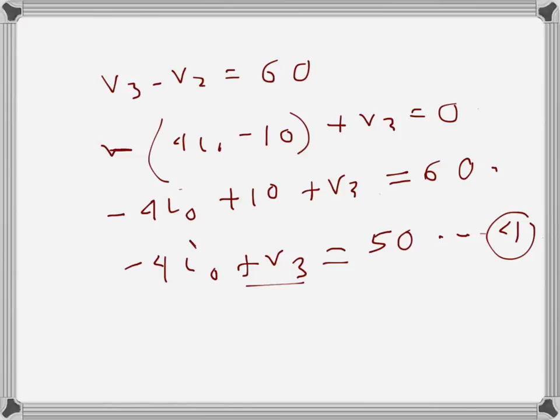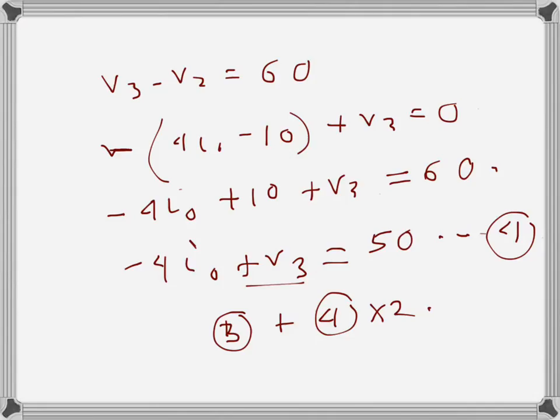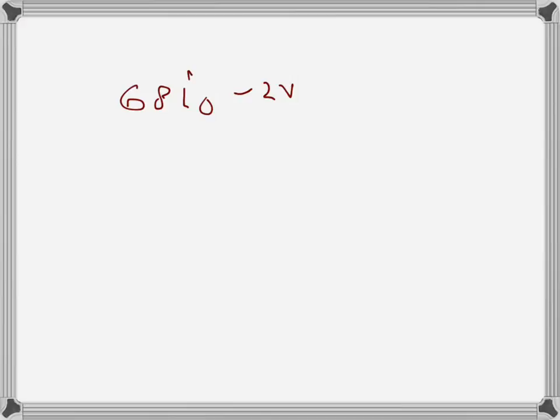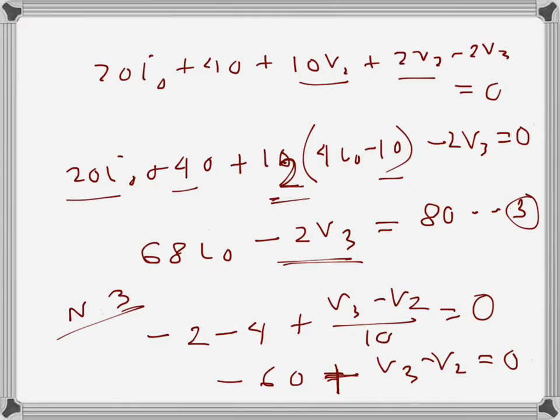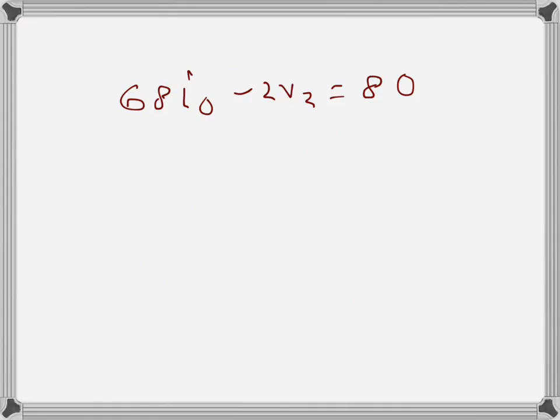Now if we look at equation 3, here is minus 2 V3 and in equation 4 this is plus V3. So I will do equation 3 plus 2 times equation 4. So 68 I naught minus 2 V3 equals 80, and equation 4 multiplied by 2 becomes minus 8 I naught plus 2 V3 equals 100.